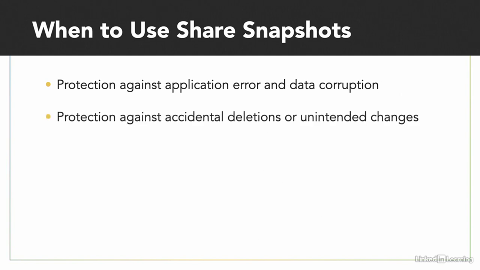Imagine that you are working on a text file in a file share. After the text file is closed, you lose the ability to undo your changes. In these cases, you then need to recover a previous version of the file. You can use share snapshots to recover a previous version of the file if it is accidentally renamed or deleted.